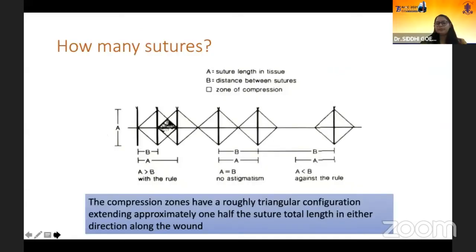Now, how many sutures should be done? So basically that is based on the compression zones, which have a roughly triangular configuration extending approximately 1/2 of the suture length on either direction. So here, if we see, the length of the suture should be equal to the distance of the suture, which will result in no astigmatism. So this is the correct technique seen by the second image.